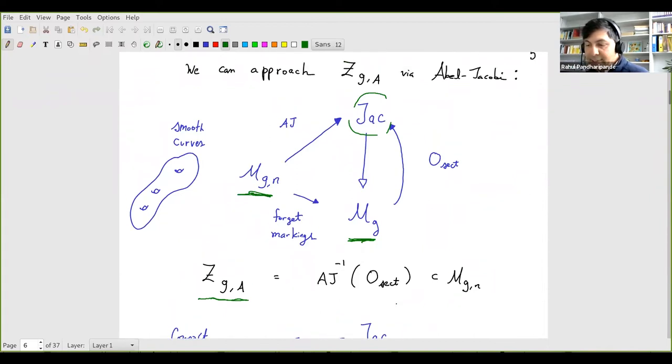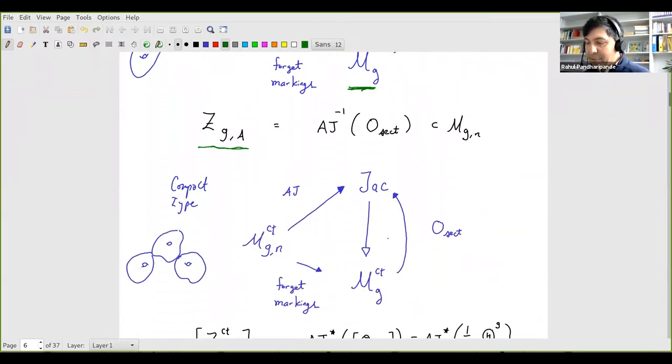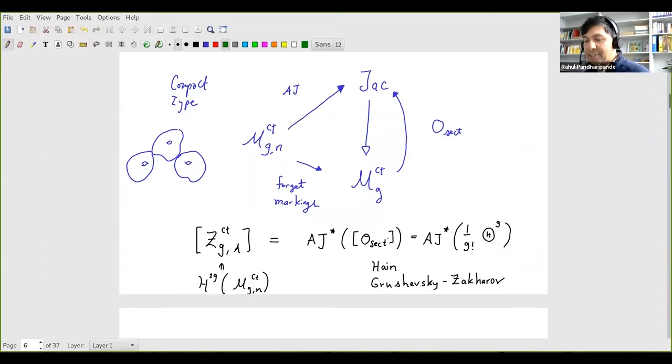So this is a statement for smooth curves. And if we look at this diagram, after 200 years, actually nothing has happened. We're just thinking about the subject exactly the same way as Abel and Jacobi thought about it, except for moving the curve. But in some sense, really no difference. So this is for smooth curves. Already something slightly different happens for compact type. It's not much different, and I would say it's still in the spirit of Abel-Jacobi.